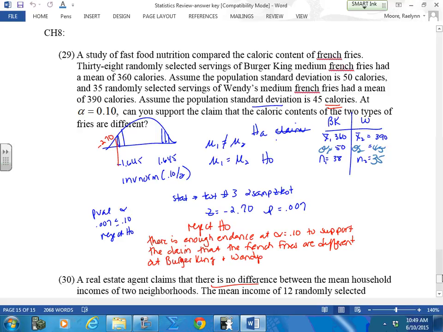Show me the calculator step. If you want to test p-value against the level of significance, that's fine too. If you want to test your z-score against the level of significance, that's fine. Okay. So there's enough evidence to support the claim that the fries are different at Burger King. Okay, your caloric content.